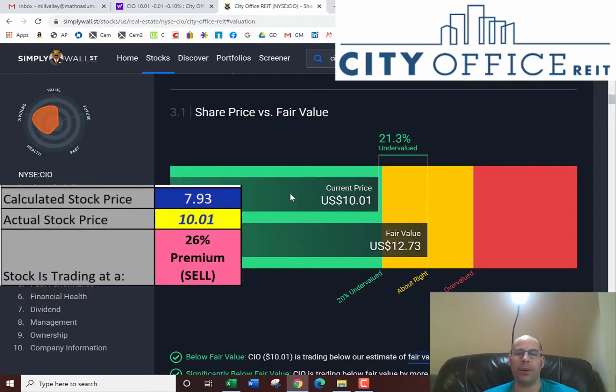Let's see what Simply Wall Street values the company at. Their intrinsic value is $12.73. So they're valuing the company as a buy, saying the value of the stock is worth more than it's trading at, and I'm saying less. Everybody has their own models and their own assumptions.